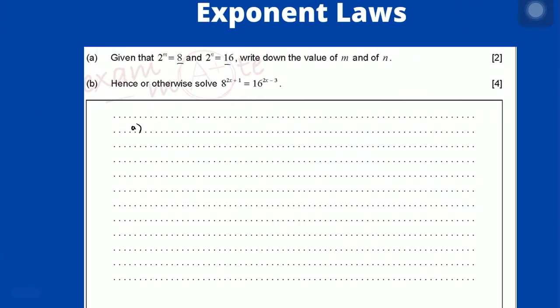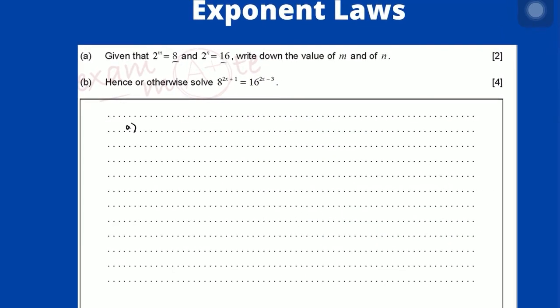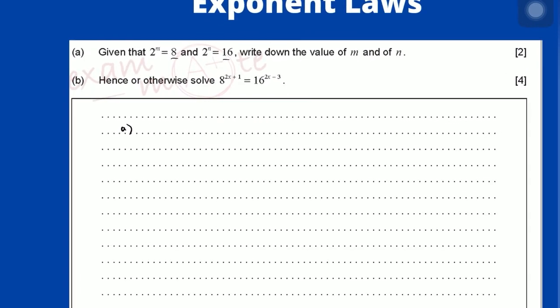So now we could work on a question. For part A, it says 2 power m is equal to 8 and 2 power n is equal to 16. So with the law that a power m is equal to a power n, we can solve part A. Notice that 8 and 16 can both be rewritten as powers of 2. So 8 can be written as 2 power 3 and 16 can be written as 2 power 4.